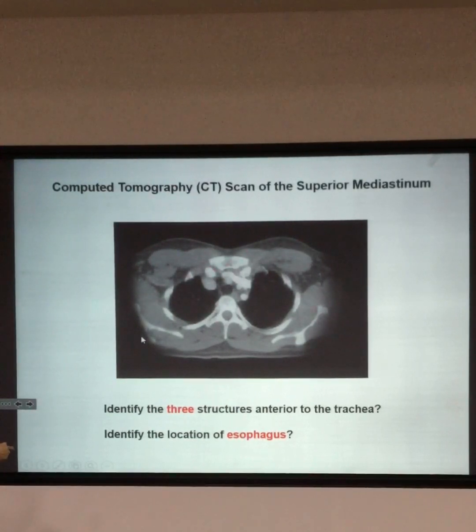Okay, what's this structure? Brachiocephalic. Look, it's going horizontally, almost obliquely. Left brachiocephalic vein. Okay? This is the left brachiocephalic. Where is the right? Do you see it? Brachiocephalic. Do you see it? This is the right.